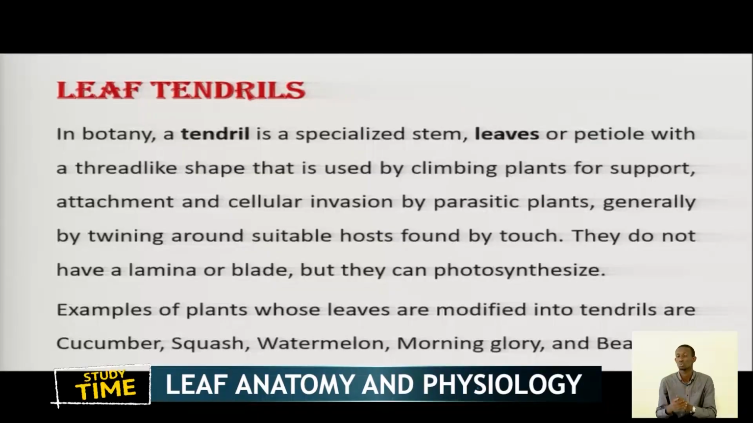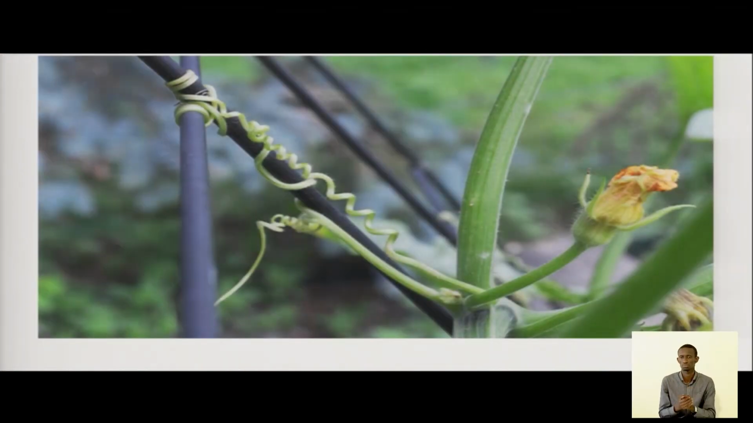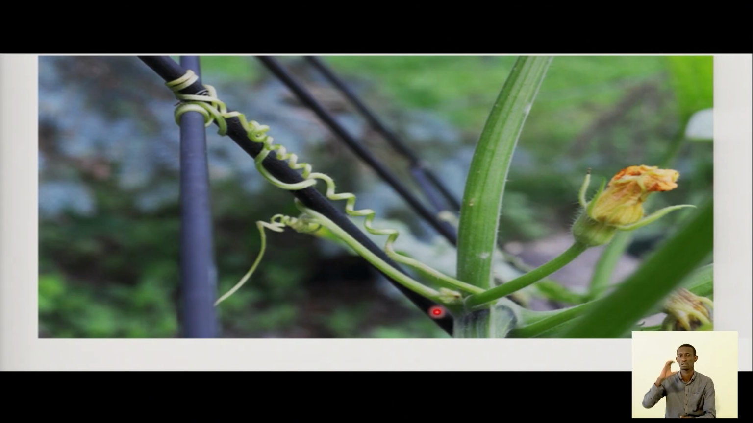Examples of plants which have leaf tendrils, we can have cucumber, we can have squash, we can have watermelon, we can have morning glory, and bean plants as we have seen. Take an example. Here we have our cucumber. As you can see, it has developed tendrils which are used for the attachment to these trees.